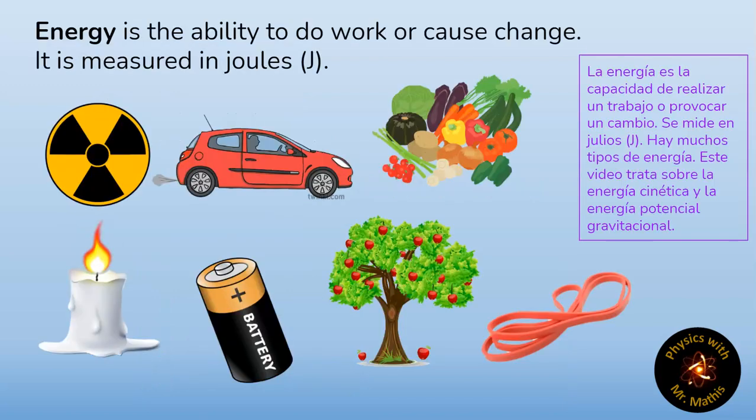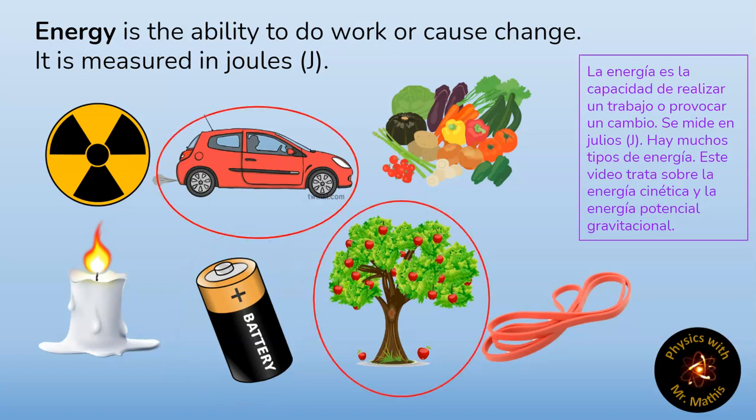Energy is the ability of something to do work or to cause a change. Energy is measured in a unit called joules. It comes in many different forms, including nuclear energy, chemical energy in your food, heat energy in a flame, elastic potential energy in a stretched rubber band, electrical energy, and others, but we're going to be looking specifically at kinetic energy and gravitational potential energy.